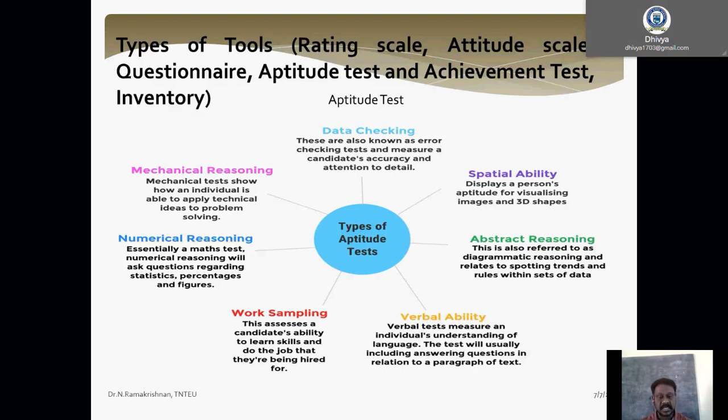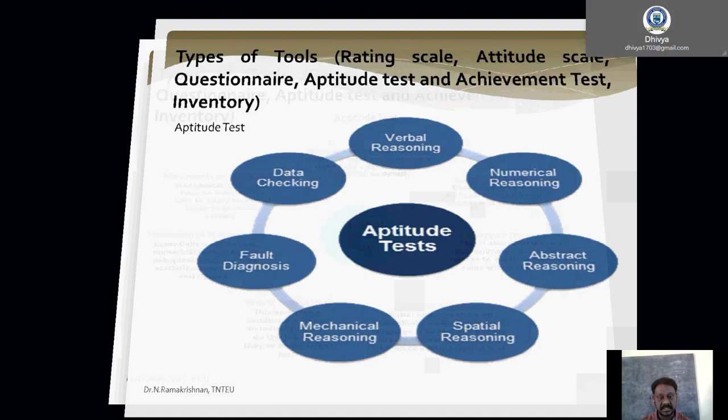Numerical reasoning is very often one of the key factors in competitive exams for banks. It is essentially a math test, asking questions regarding statistics, percentages and figures. Then mechanical reasoning tests how an individual is able to apply technical ideas to problem solving. Those who really have a mechanical aptitude will succeed in that; those who do not definitely may not be able to succeed in that profession. That is the importance of this aptitude test.